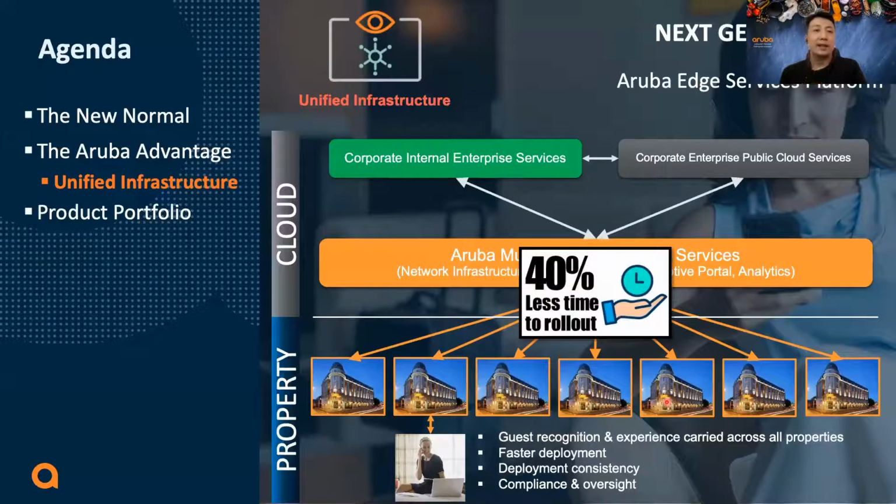So having that cloud infrastructure managed by Aruba Central, we allow you as partners to reduce up to 40% time to roll out the wireless and switch solution, and of course gateway for SD-WAN, to these properties. It becomes so much easier. That's the goal that we want to do, to allow you to do more with less.